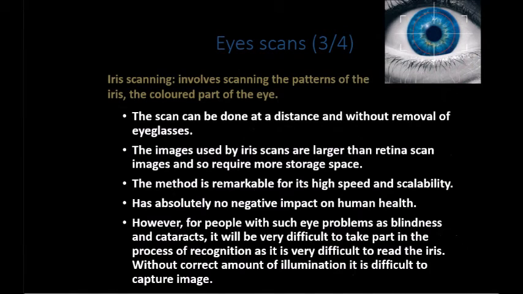Iris scanning involves scanning the patterns of the iris, the colored part of the eye. The scan can be done at a distance and without removal of eyeglasses. The images used by iris scans are larger than retina scan images and so require more storage space. The method is remarkable for its high speed and scalability, and has absolutely no negative impact on human health. However, for people with eye problems such as blindness and cataracts, it will be very difficult to take part in the process of recognition, as it is very difficult to read the iris. Without the correct amount of illumination, it is difficult to capture an image.